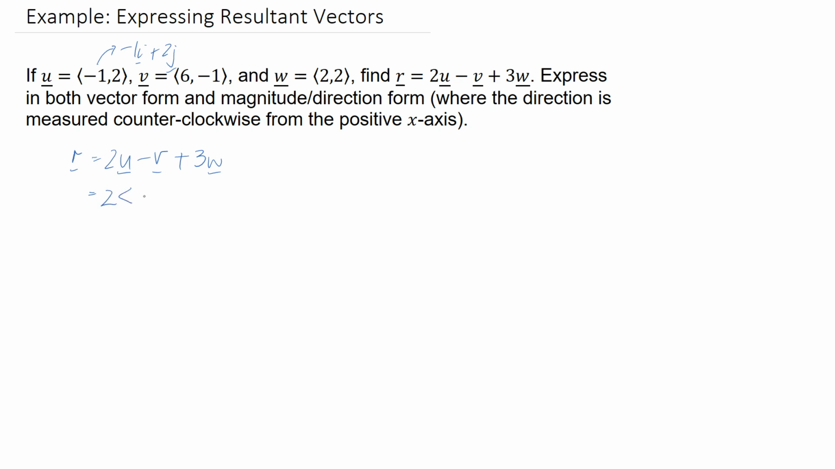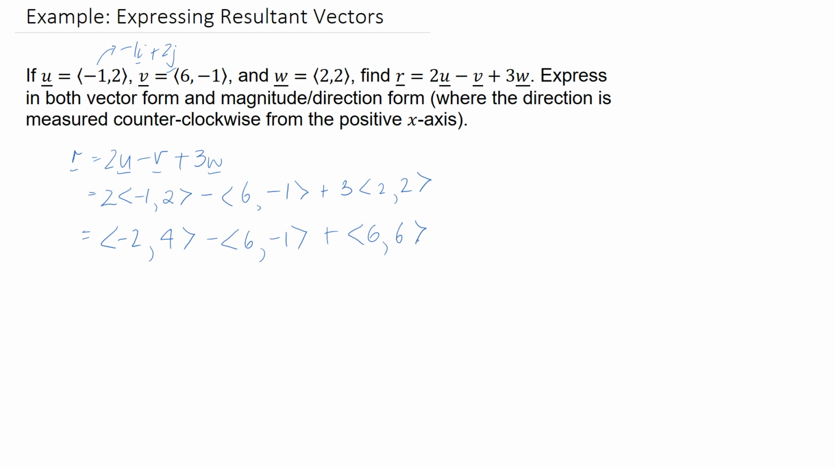So we know we have 2 of the u, which is negative 1 and 2 for the components. Then we need to take away a v, which is 6 and negative 1. And then we need to add on 3 of the w vector, which is 2, 2. So we can just expand these out like regular brackets. So 2 in here, and we need to do 2 times negative 1, which is negative 2, and also 2 times 2, which is 4. I'll leave this one. And for the last one, we've got 3 times 2, which is 6, and 3 times 2 again, which is 6.